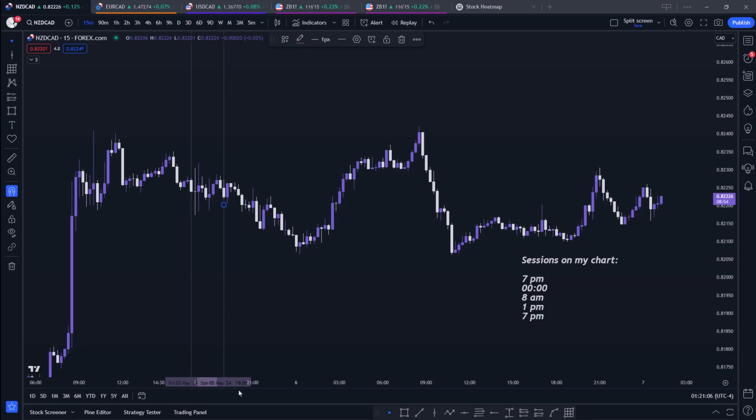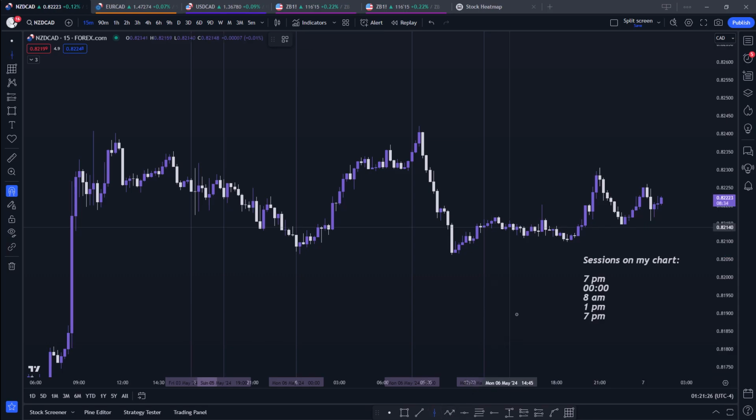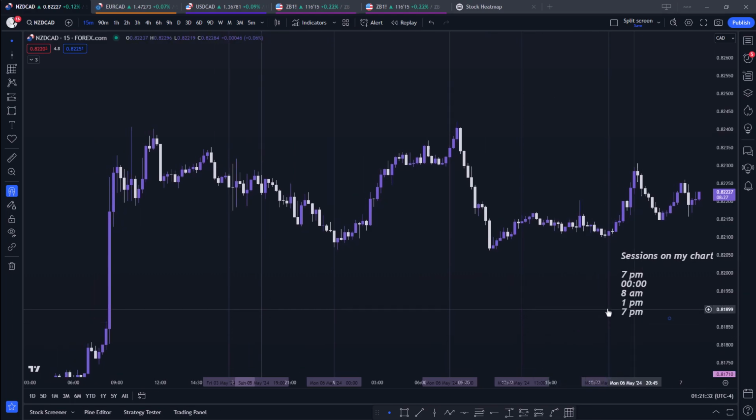Looking below, you can see my time, 7 p.m. The next one would be midnight price, which is there. Next one is 8 a.m., which is there. And the next one is 1 p.m., which is there. Then the last one is 7 p.m. again, which is there.